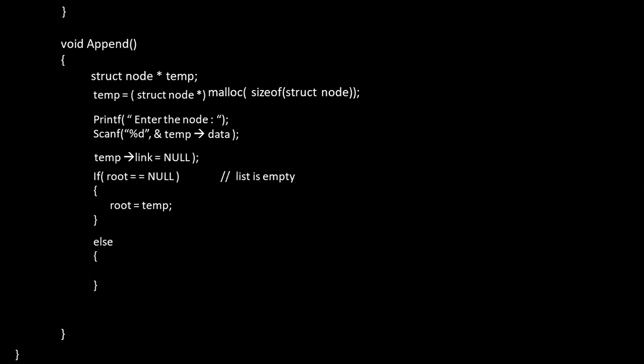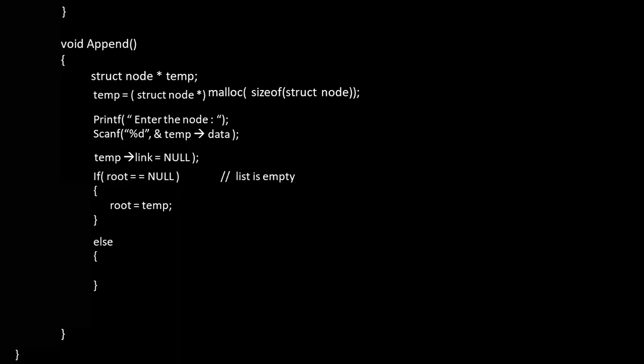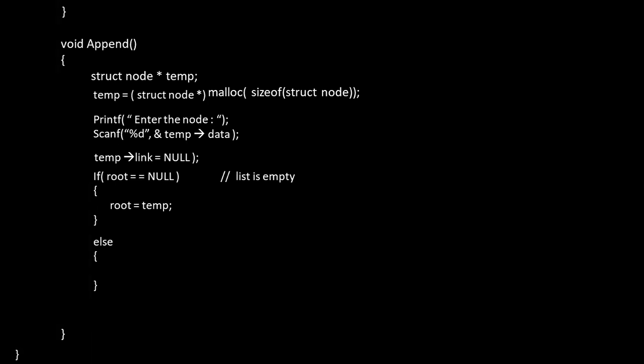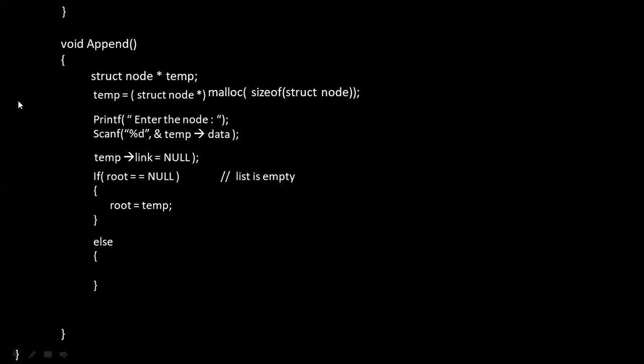So next what we have to do? A node will get created, and the location we have seen here is 5000. So that 5000 address we have assigned to temp. Next, we display the message to enter the node data, and we are collecting the data into temp->data. Suppose we have stored 35, and in the link part we are placing the null value. So after placing the data, temp->link is equal to null.